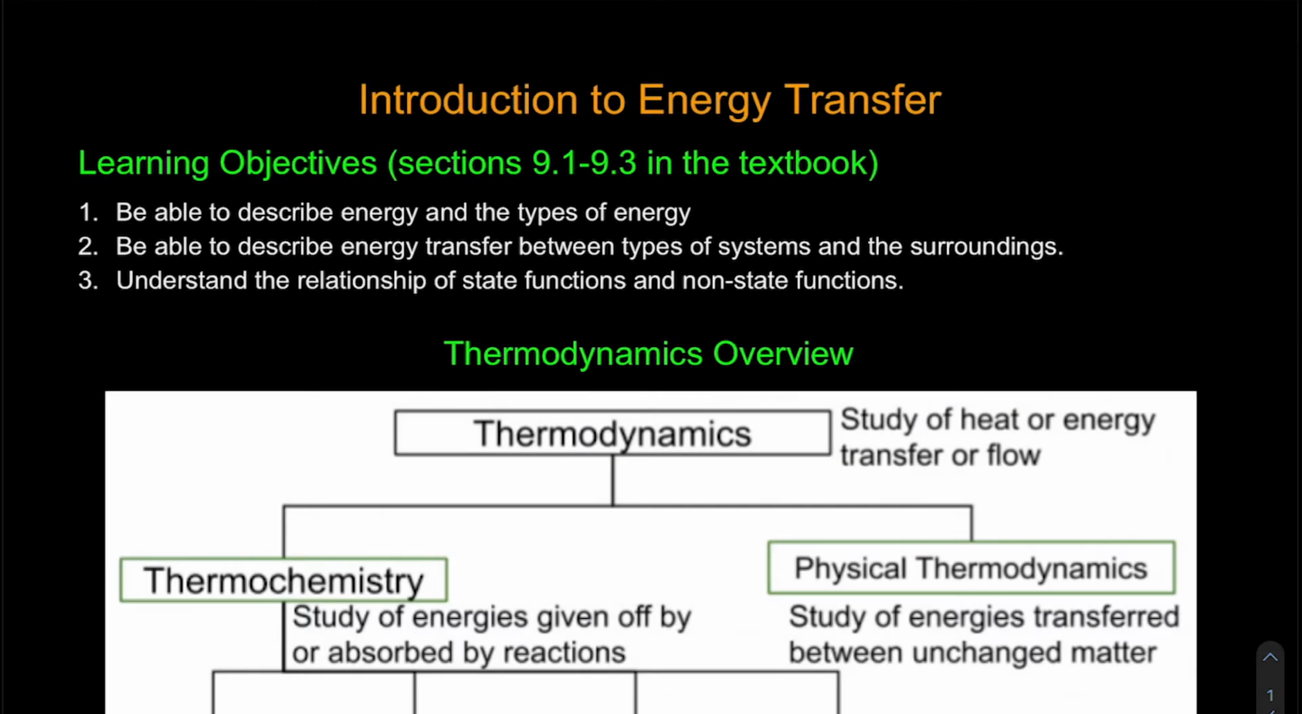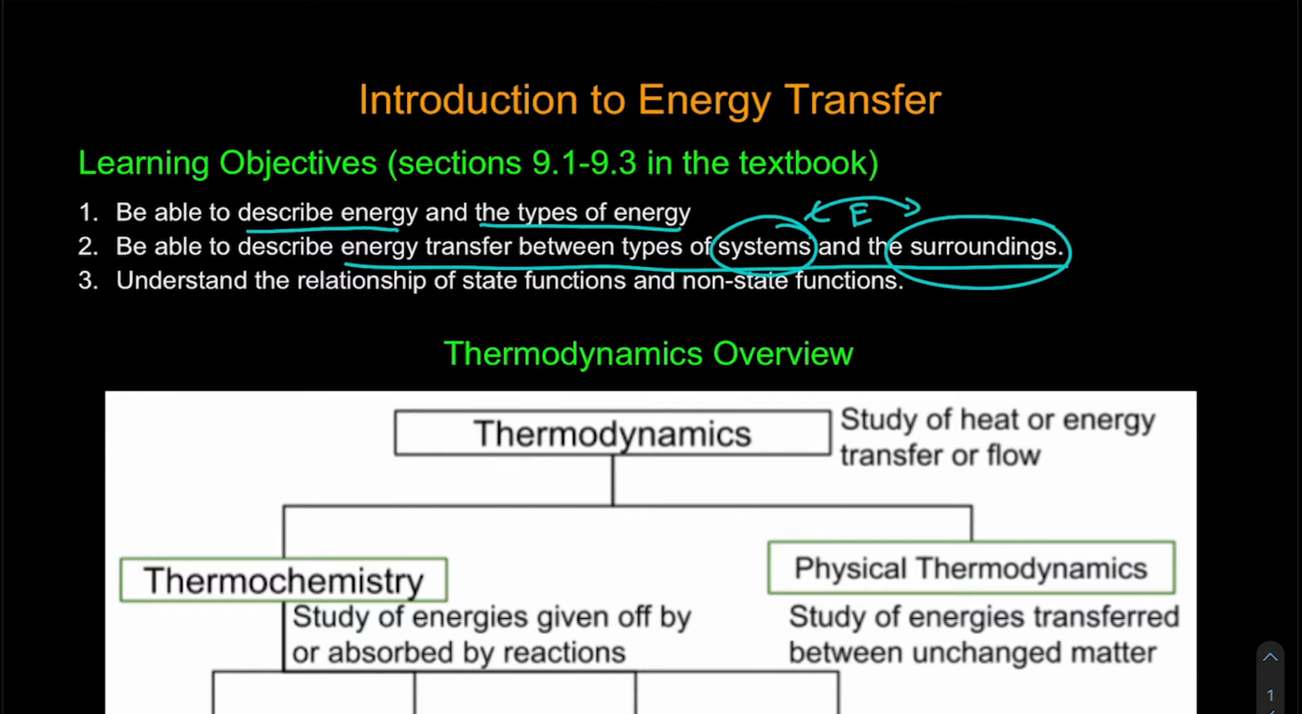So the goal of this video is to be able to describe energy and the types of energy that we can have, and describe energy transfer between types of systems and surroundings. We're going to see that there's an important distinction as we think of energy transfer between a system and surroundings, and what kind of system that is will help us understand that. In addition, we also want to be able to look at state functions and non-state functions and how that relates to this idea of energy transfer.